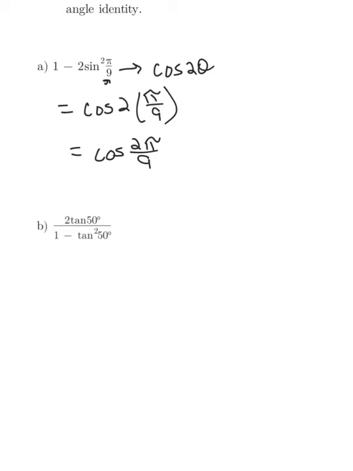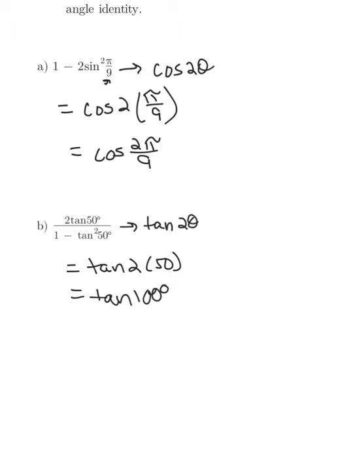On example B, we are given the expression 2 times the tangent of 50 degrees over 1 minus tangent squared of 50 degrees. As soon as I see tangent in this expression, I know that this one is the tangent of 2 theta. Our theta is whatever the argument of tangent is. So this is going to be the tangent of 2 times the 50 degrees, which is going to give us the tangent of 100 degrees. That's all you need to do. You are done. Stop there.